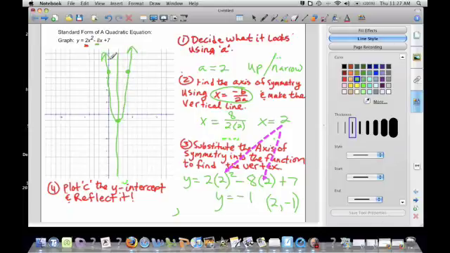So there's our quadratic function. I hope these 4 steps can be a guide for you when you're graphing any equation in standard form.